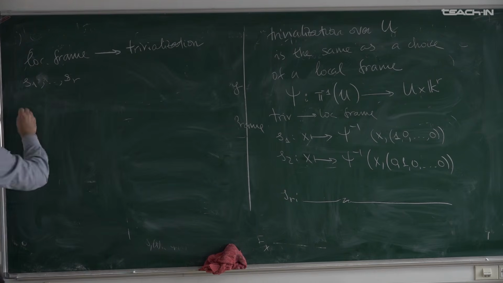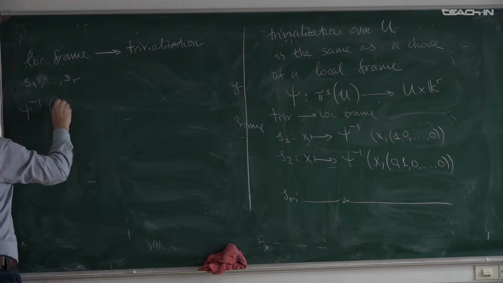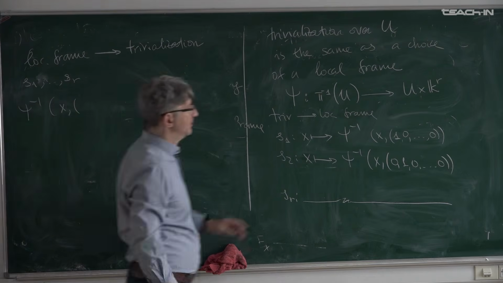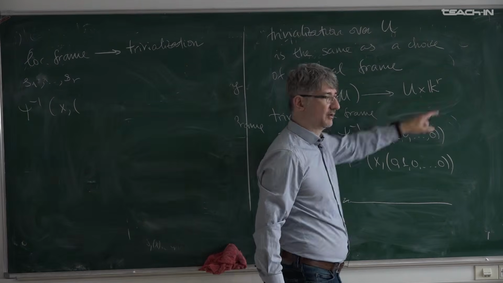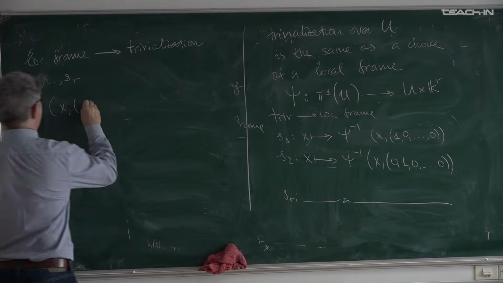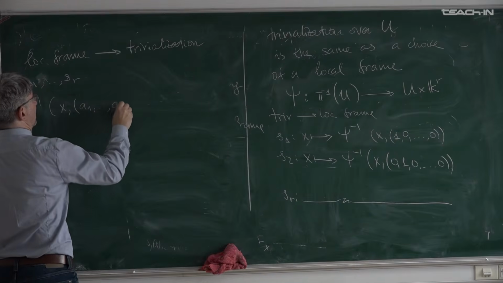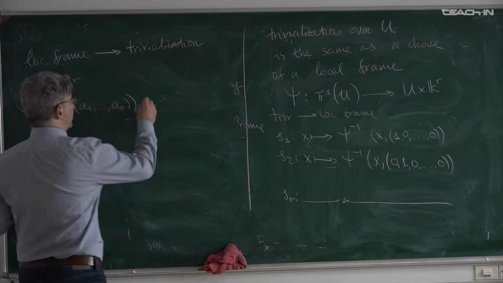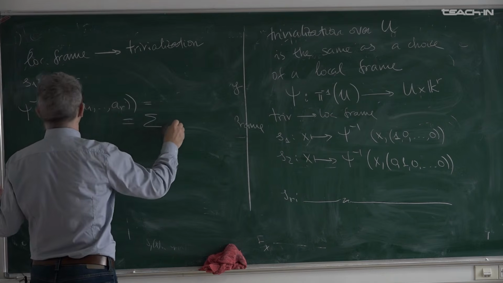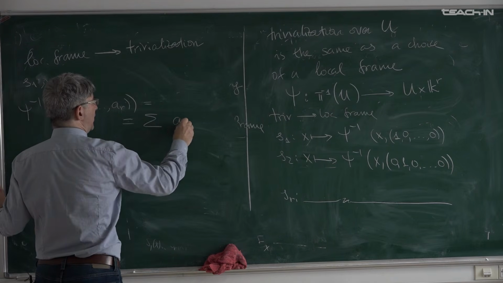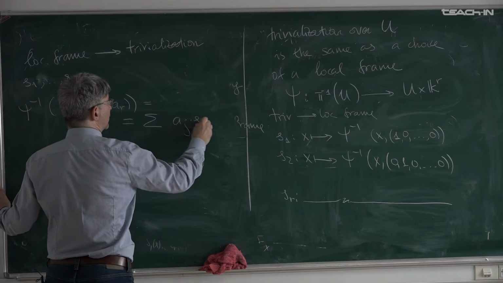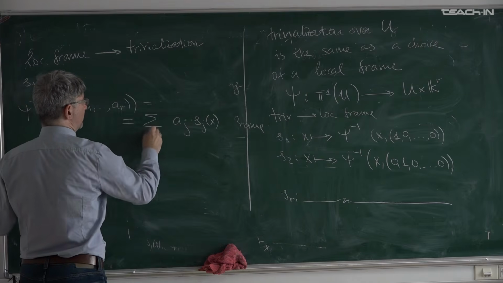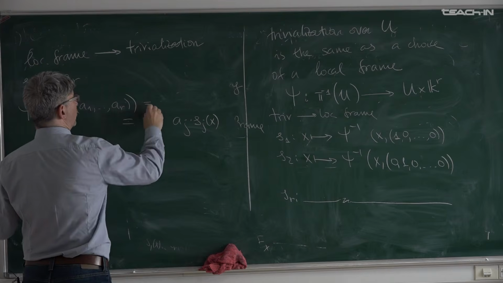So imagine you have a point X and a vector in this space, R to the power of K. So you have a collection of numbers, A1, ..., AR. Now I need to find a point in the total space. How to write the point? Very simple. You just write a sum of what? AJ times the section at the point X, and you take a sum from 1 to R.